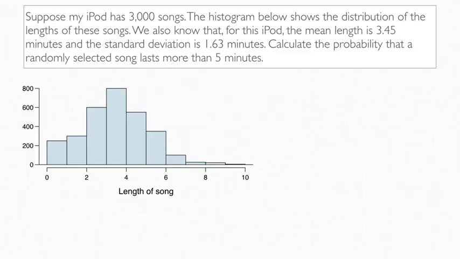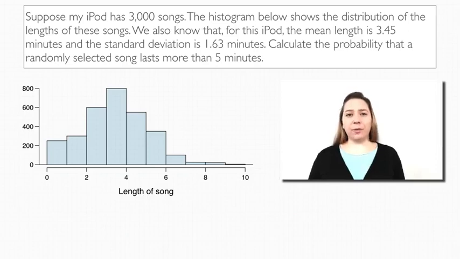Suppose my iPod has 3,000 songs. The histogram below shows the distribution of the lengths of these songs. We also know that, for this iPod, the mean length is 3.45 minutes and the standard deviation is 1.63 minutes. Calculate the probability that a randomly selected song lasts more than 5 minutes.